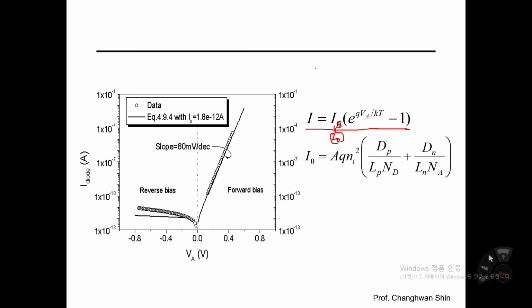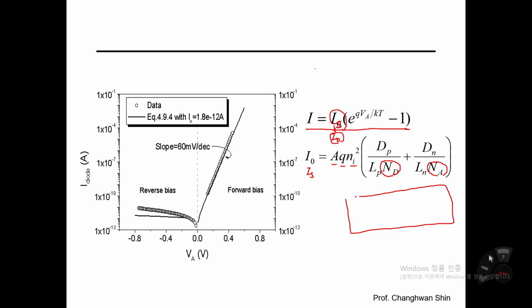Okay, so in the next slide here, I is equal to Is or I naught. Both are okay; I naught or Is, depending on the textbook and research paper, they prefer to use Is or I naught. And this I naught or Is is defined as cross-sectional area, q, ni squared, Dp, and so on. All right, so think about the doping concentration, Nd and Na.